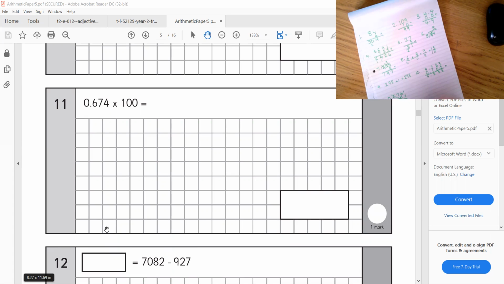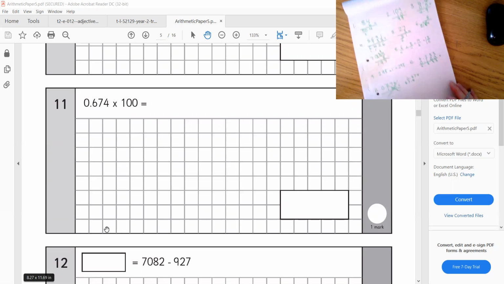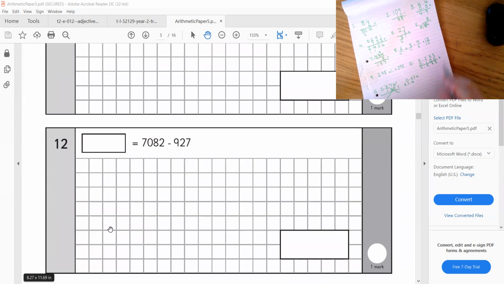Okay, because we times by 100, we know that all our digits move to the left. And how many places did they move? They moved 2 places. How do I know that? 100 has got 2 zeros in it. Nice and easy. So here's my decimal point. This is my number that I started with. Now I'm moving everything 2 places. So that 4 goes 1, 2. That 7 goes 1, 2 over here. That 6 goes 1, 2 over here. So you should have ended up with 67.4.